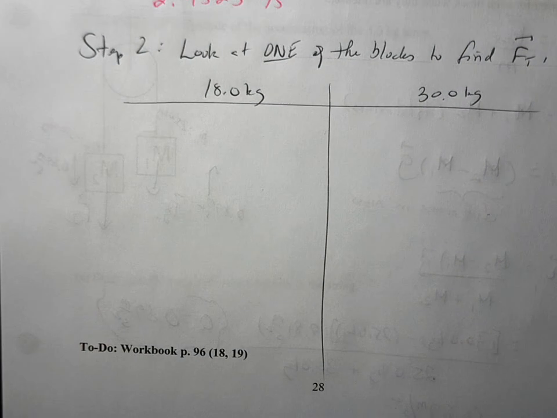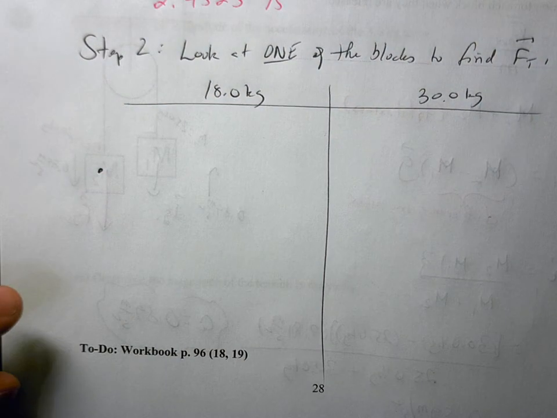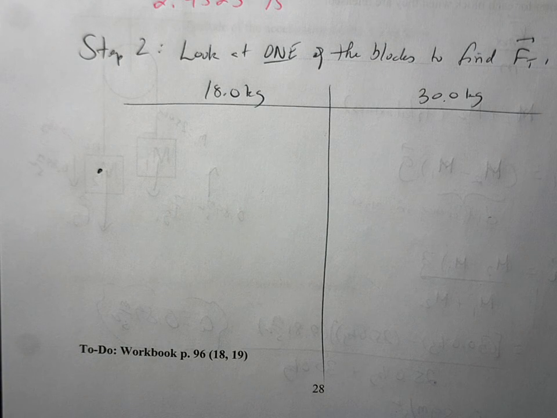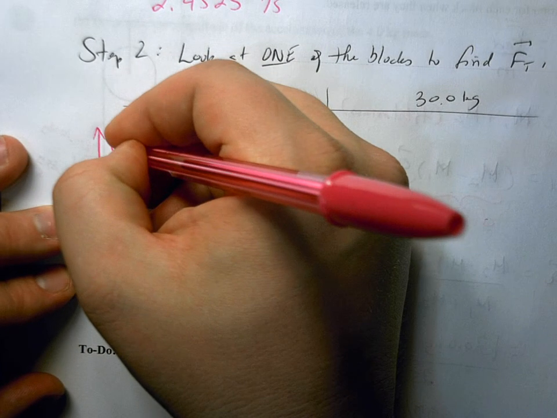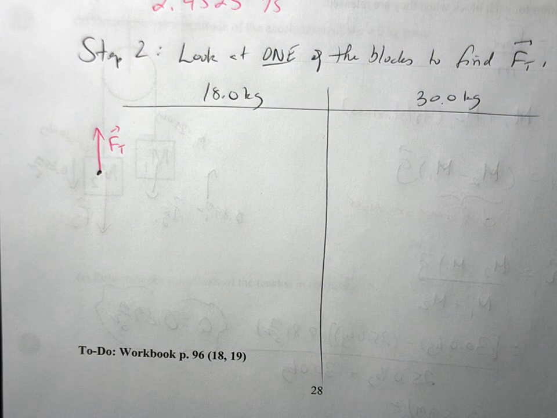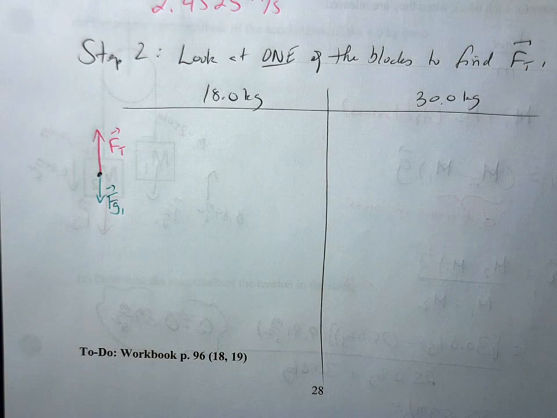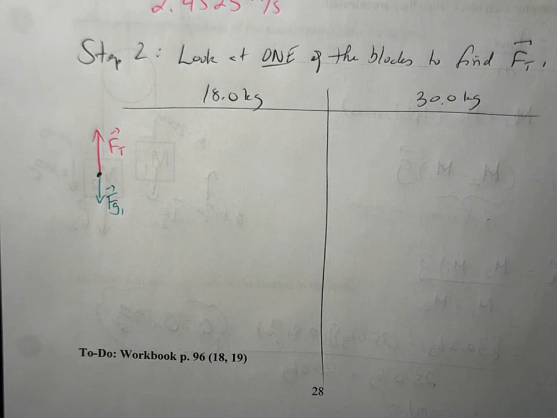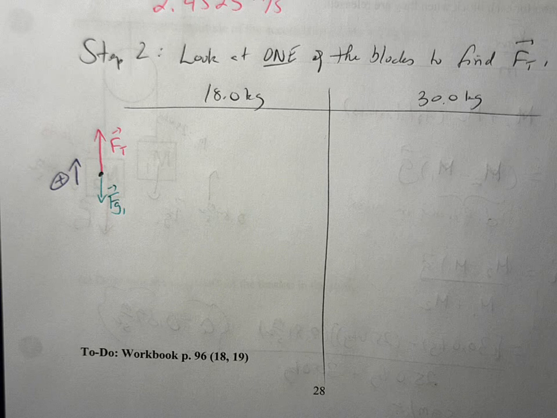So in the 18 kilogram block, let's look at it in isolation with a free body diagram. So this 18 kilogram block, it being the lighter one, it's going to accelerate upwards. What that's telling us is that there's that force of tension going up, and then there's that force of gravity that's acting down on that mass. Now, as always, we always want to call our direction of net force the positive direction. So I'm going to call up positive in this context.